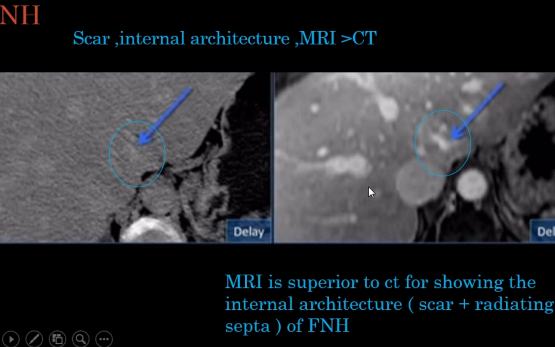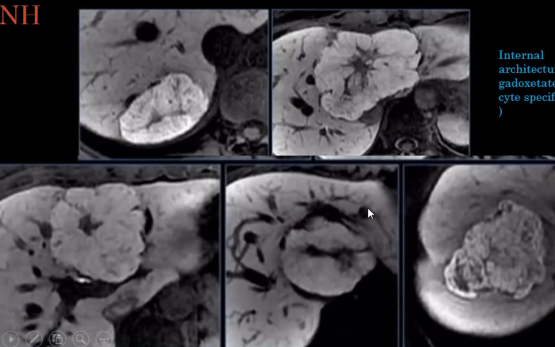This is a comparison between CT and MRI. You see how MRI is superior in showing the central scar in comparison to CT. You see the central scar on the delayed phase. How nicely it appears. It's hyperintense.